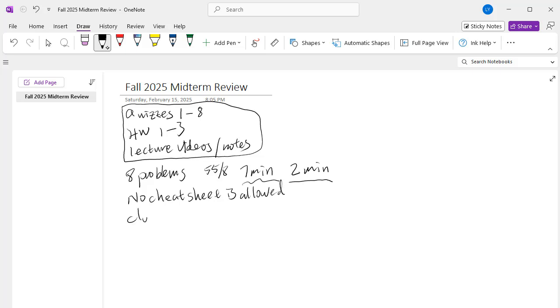And it's closed book, closed notes. And calculator is allowed.